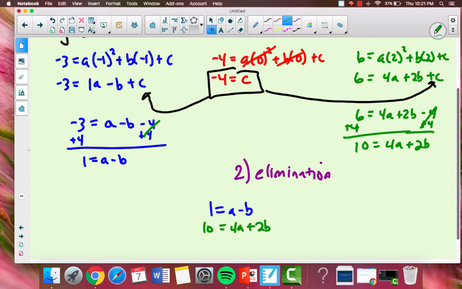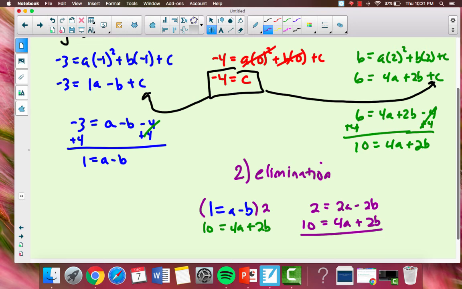And I just have to pick which variable I want to eliminate. So let's say I want to eliminate the b's. Well, then I need to multiply the whole top of this one by a 2. And when I do that, I get 2 equals 2a minus 2b. And then I can bring this equation over here. Nothing changed on the bottom equation. And I should have a variable that's going to cancel out.